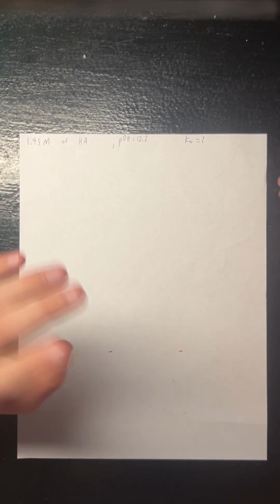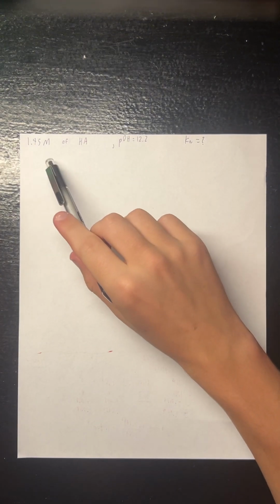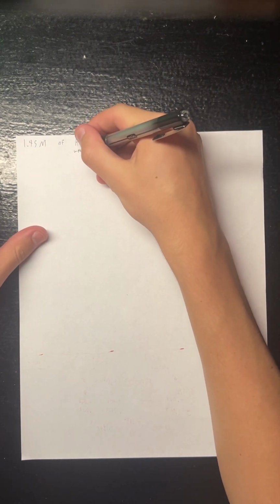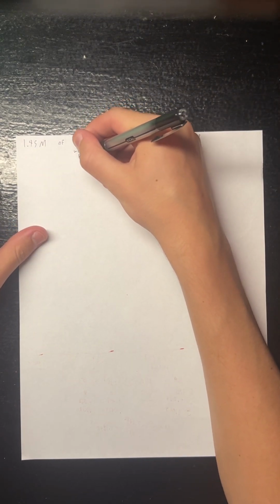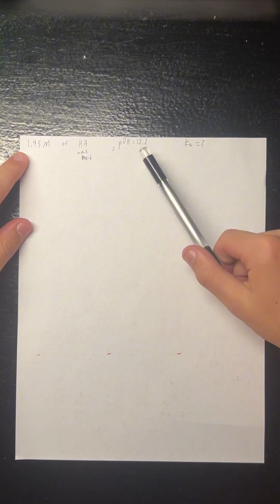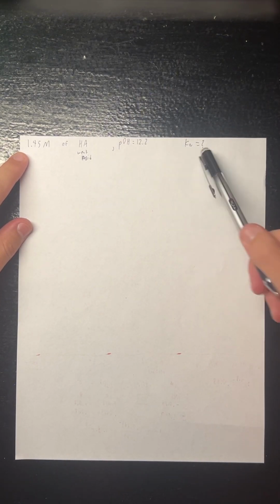Okay, in this video, we'll be solving for a Ka. And so when the Ka is unknown, this is how we solve for it. You are given 1.45 molar of HA, which represents a weak acid. HA is a weak acid. And the pOH is 12.2, and we have to find the Ka.